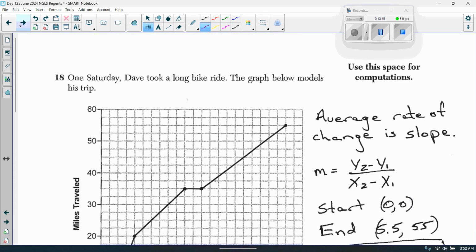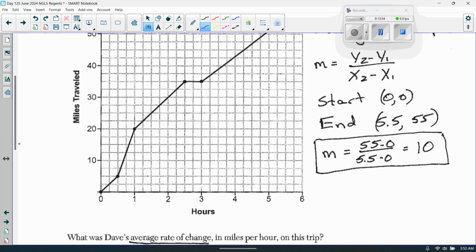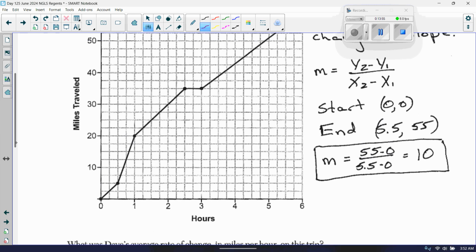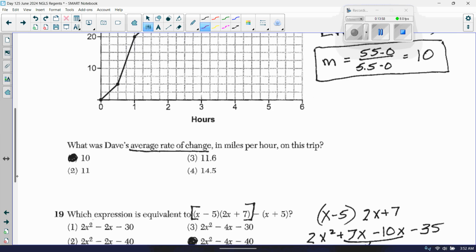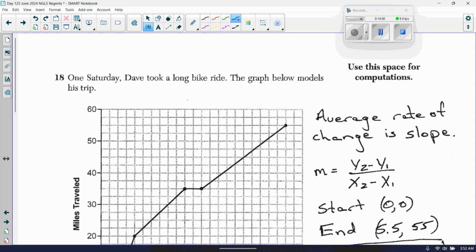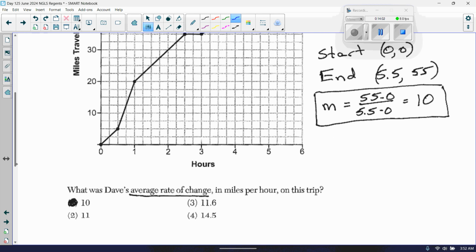Okay, let's go to 18. 18, it says on a Saturday, Dave took a long bike ride. How intriguing. The graph below models his trip. Beautiful trip. So it's about miles traveled and hours. It says, what was Dave's average rate of change? They love this kind of question on the Regents. Average rate of change.